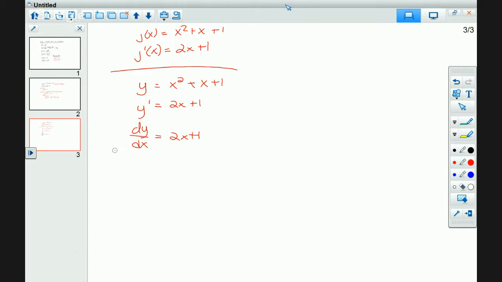We need this notation later, so get used to using it. This is the derivative of y with respect to x. Is that dx? Yeah. Derivative of y with respect to x. We need this again for later work, so be able to use it.